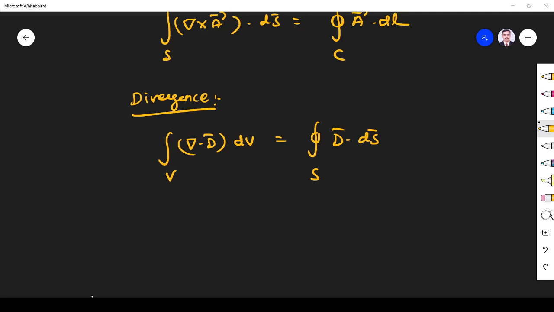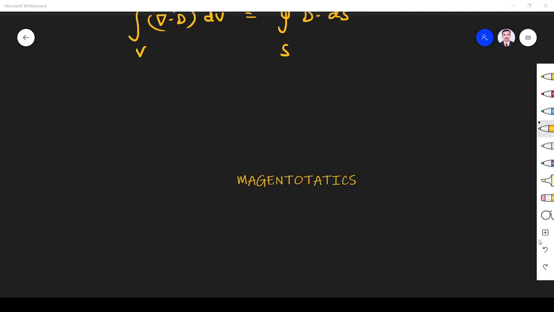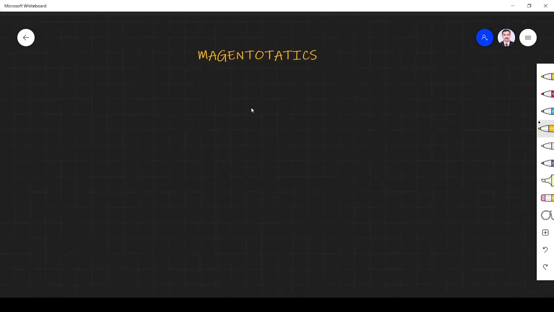Right? Next we study about magnetostatics. Now we start about magnetostatics. Right? So what is magnetostatics? Study of moving charge. So first thing we have to know about in magnetostatics is Biot-Savart law.